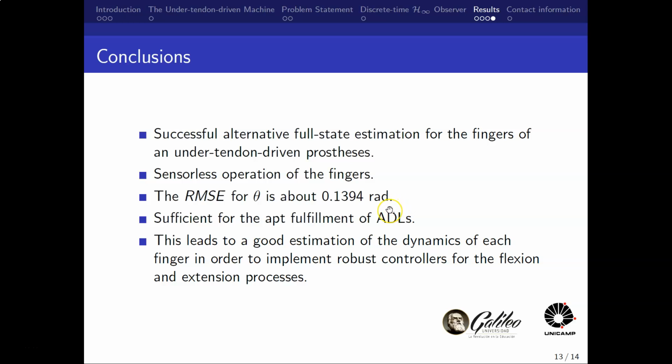This shows to be a successful alternative to estimate the states of the fingers in a sensorless way, since the root mean square error of theta is very small. This is sufficient to complete activities of daily living, and this leads to a good estimation of the dynamics of each finger with the aim to implement robust controllers for the flexion and extension processes of the fingers.